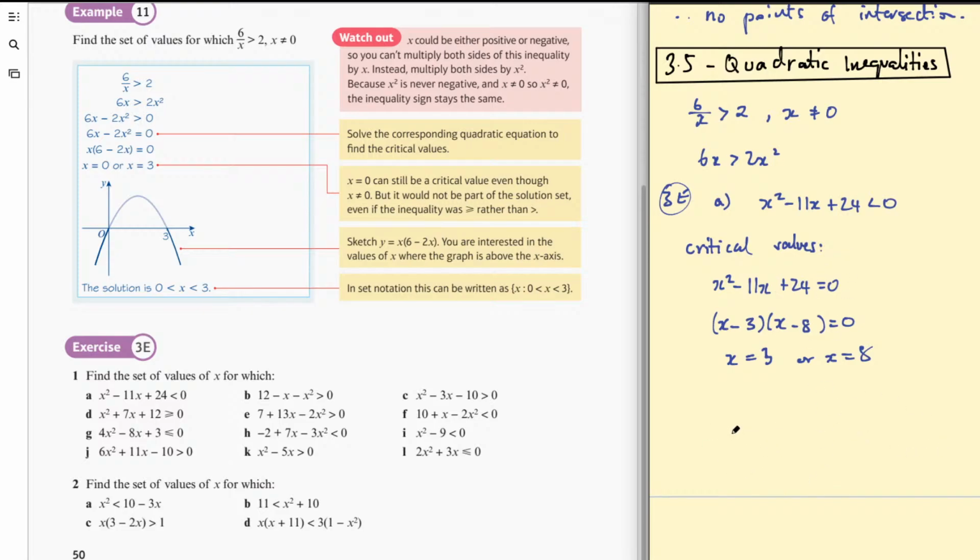We can draw a quick sketch. It does not have to be to scale. It does not have to be neat. It just has to give you an indication of what's going on. So this is a positive quadratic, so it's going to be this way. And we want it when this quadratic is less than 0, so when it's down here, below the x-axis.